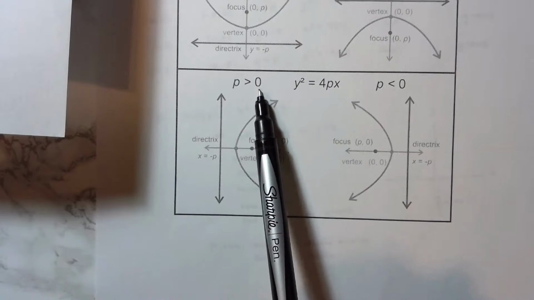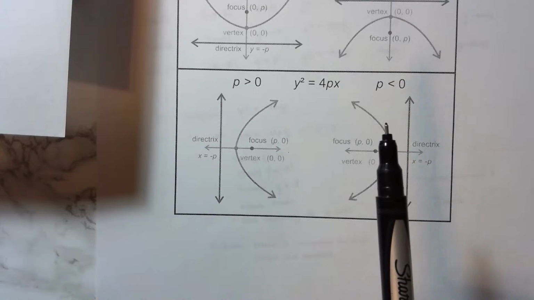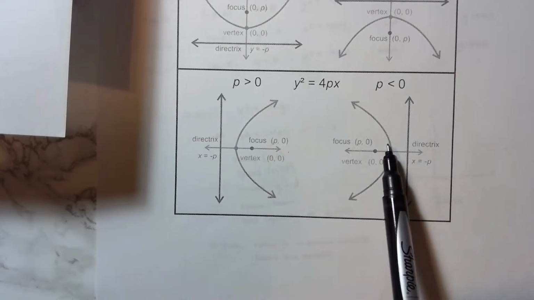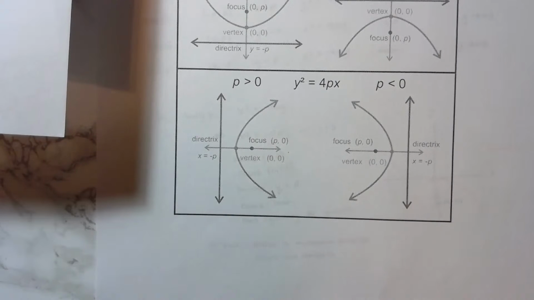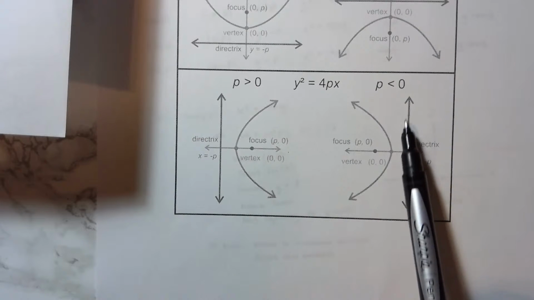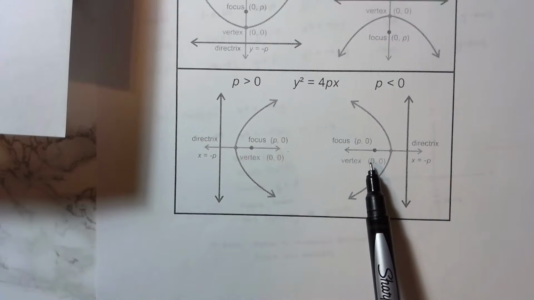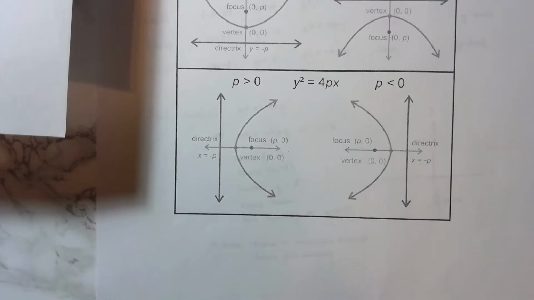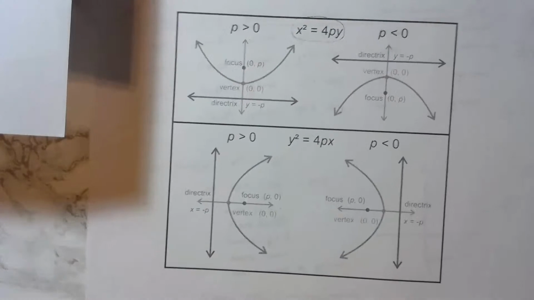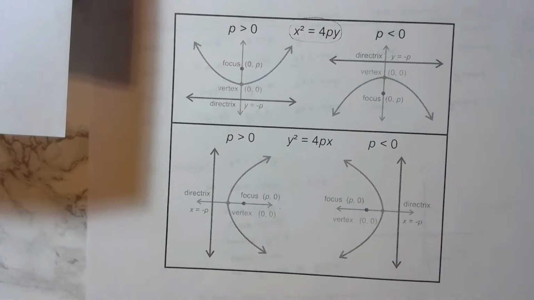So if that p value, that directed distance between the vertex and the focus, is positive, then your parabola is going to open to the right. And if it's negative, your parabola is going to open to the left. And then they give you the little equations here for the directrix, the focus, coordinates for each one. So you may find this little chart helpful as well.